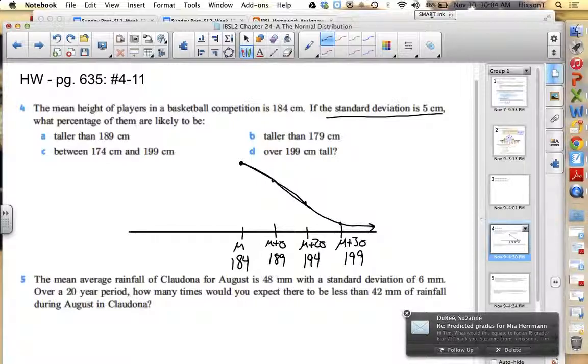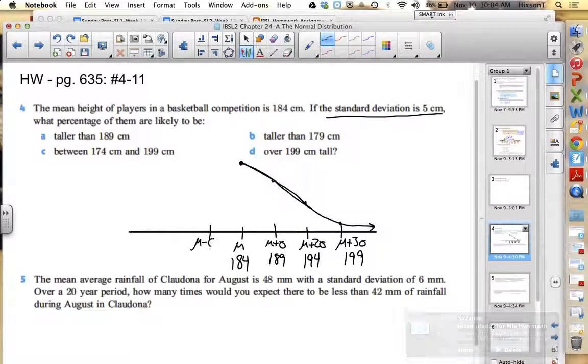Then we go to the left, mu minus sigma. What do we get? 179, okay. Mu minus 2 sigma, 174, good. And then mu minus 3 sigma, 169, okay. And there's the left side of our bell curve.